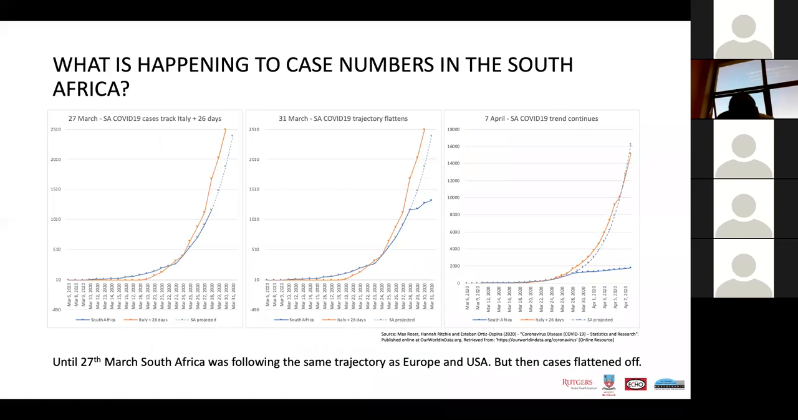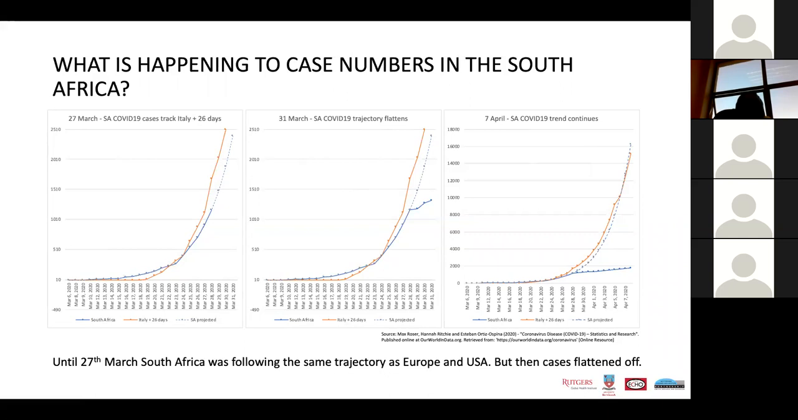So on the left-hand graph are the pictures up to the 27th of March, and the blue line is the case numbers in South Africa. And the orange line is the epidemic that we'd seen in Italy up to that point, the biggest one in the world. And South Africa was tracking the Italian case numbers about 26 days later. So if you'd asked me on the 27th of March what was going to happen, I would have said there'd be tens of thousands of cases in South Africa by now.